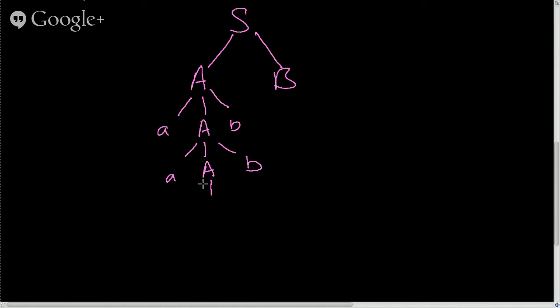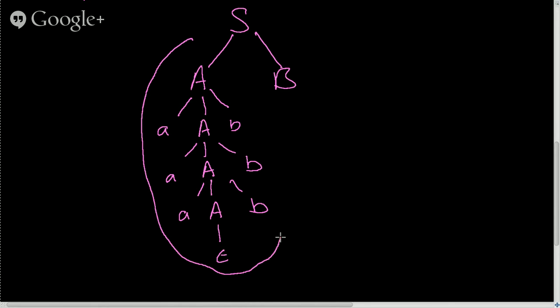This A again is going to go one more time to A, big A, little b, and this A is going to go to epsilon. And the way that you read these parse trees is you basically just go around like this, and you read all of the characters on the end, we call them leaf nodes. You read all of those characters.